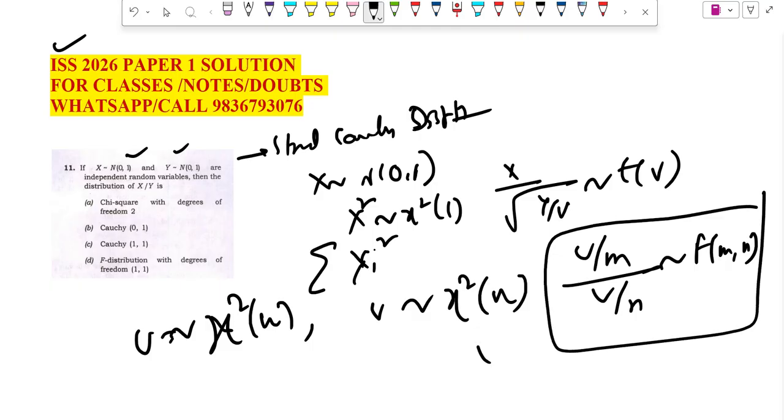So x by y is Cauchy with 0, 1. So normal by independent normal equals Cauchy. Okay? So this is the Cauchy structure, x by y with 0, 1. So 11 answer is B.